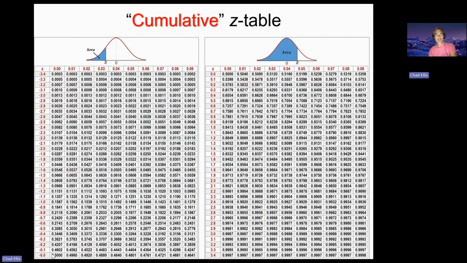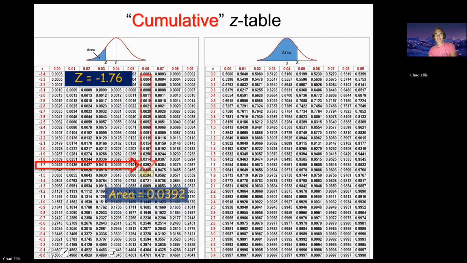So let's do an example here. Say I have a z value of minus 1.76, so I know it's to the left of 0. To look that up in this table, I go to minus 1.7 and add on the 6/100ths to get minus 1.76. That gives me a corresponding area of everything to the left of it of 0.0392.